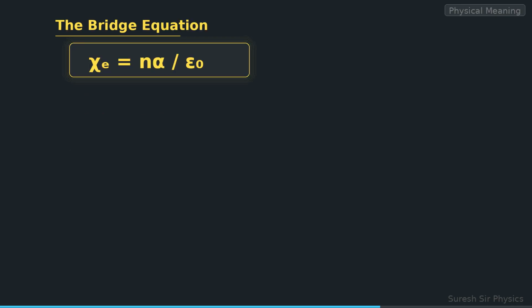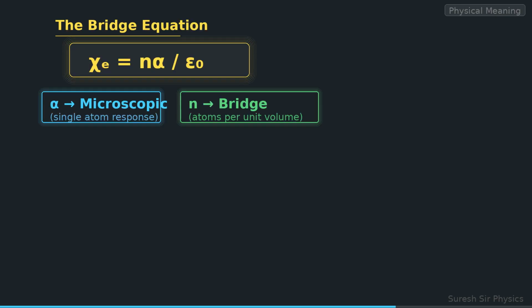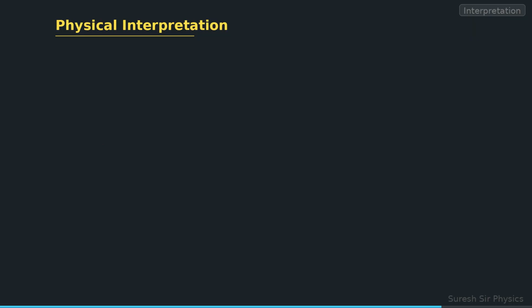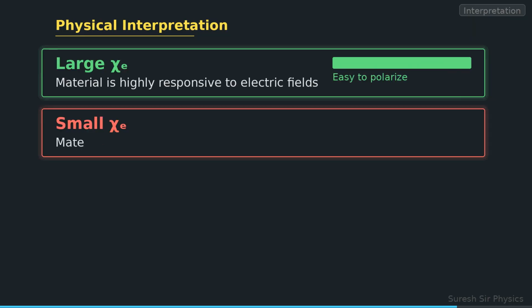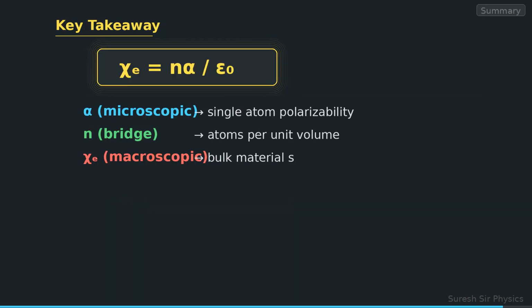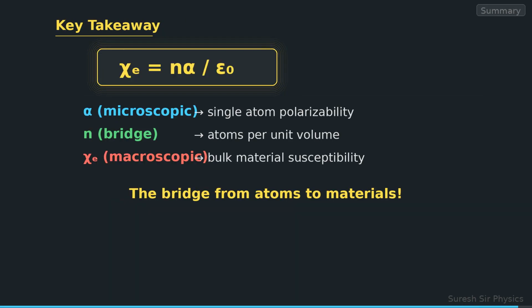Now we will discuss the physical interpretation of electric susceptibility. A large chi sub E means the material is highly responsive to electric fields; it polarizes easily. A small chi sub E means the material barely responds; it's hard to polarize. Chi sub E is always positive for dielectrics since P is always in the direction of E for linear dielectrics. Next we will see some materials, their approximate electric susceptibility values and their interpretation.